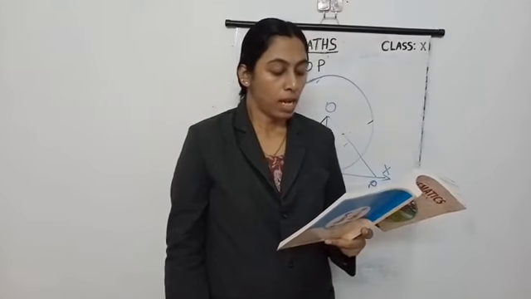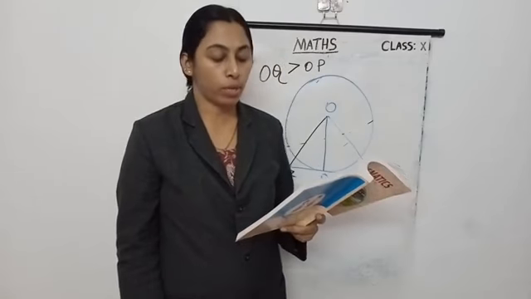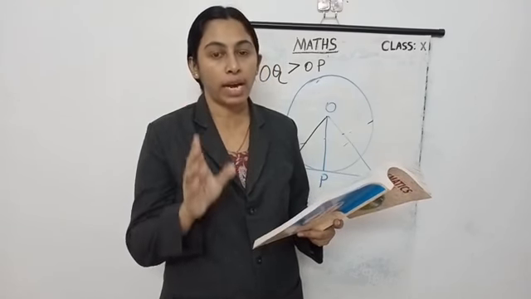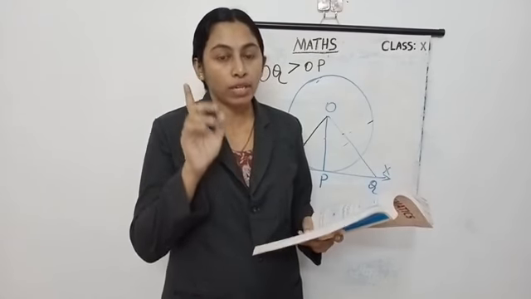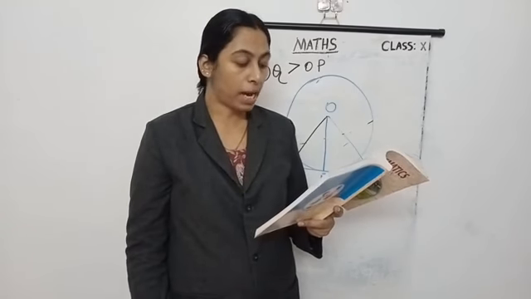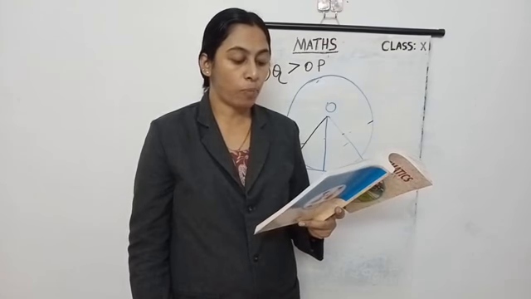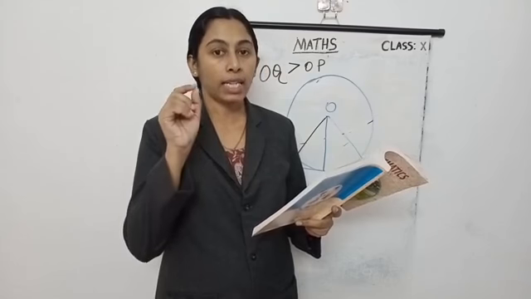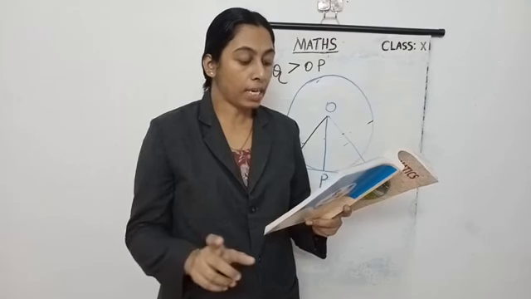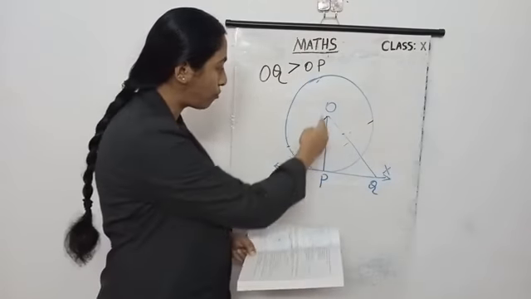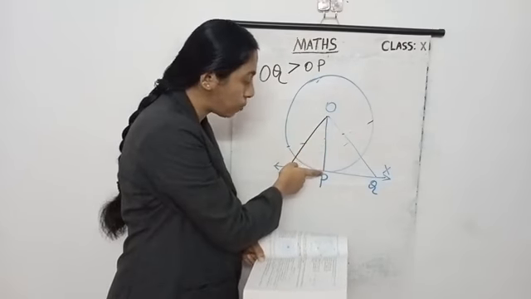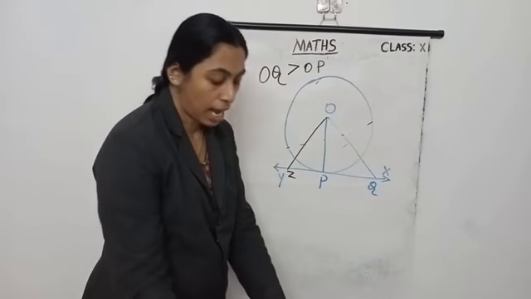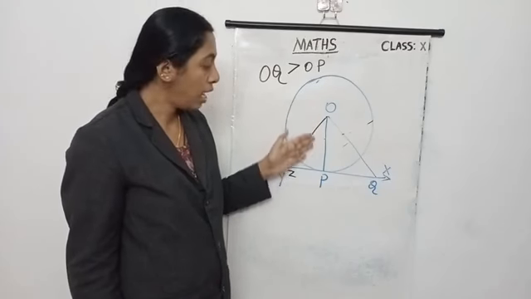Now look, remarks. By the theorem above, we can also conclude that at any point on a circle, there can be one and only one tangent. And the second remark is, the line containing the radius through the point of contact is also sometimes called the normal to the circle at the point. Another name: normal.